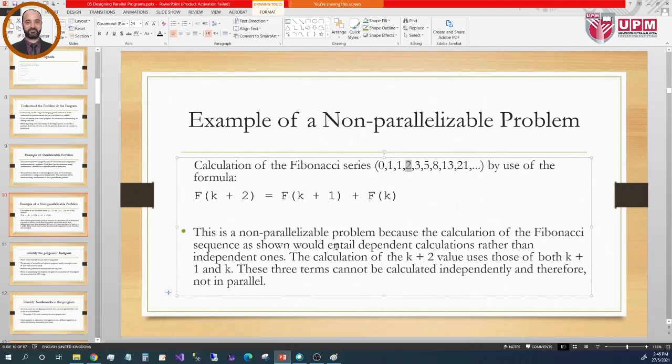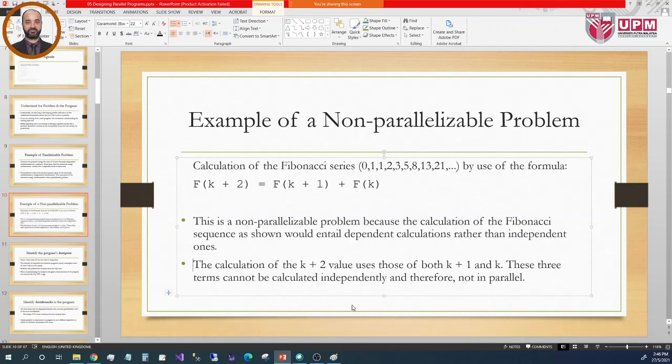As shown, it would entail dependent calculations rather than independent ones. The calculation of the k plus 2 value uses those of both k plus 1 and k. These three terms cannot be calculated independently and therefore not in parallel. This is one of the very famous examples of non-parallelizable problems.